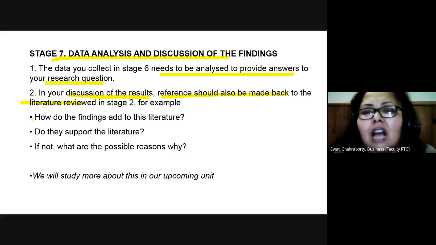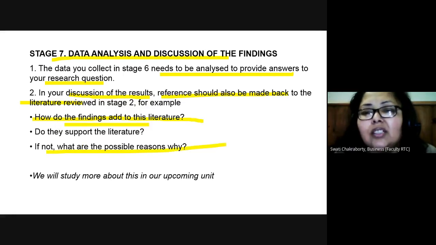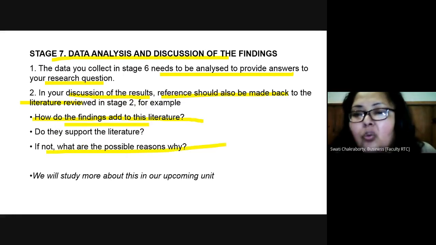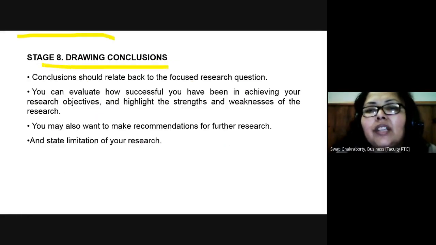And how do the findings relate to this particular literature? Do they support the literature? If not, what are the possible reasons why it does not support? Finally, then we come to drawing conclusions.